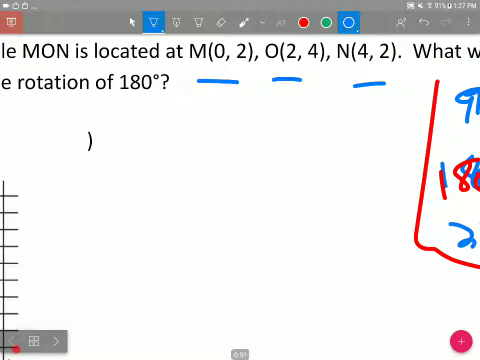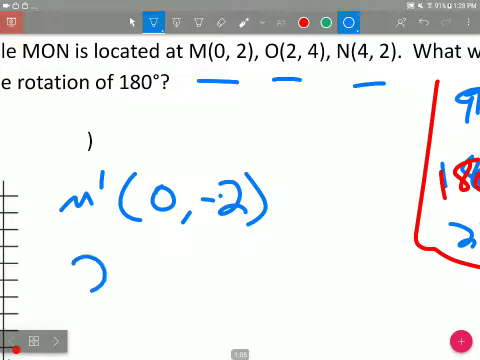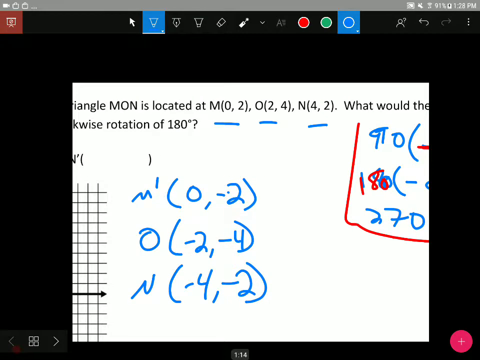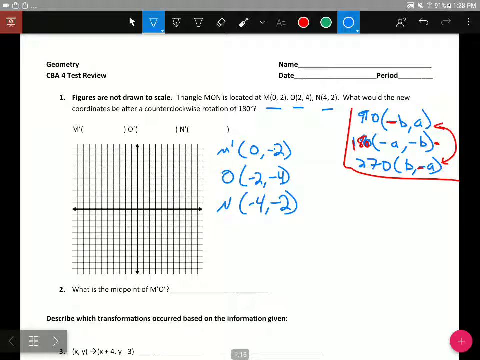So M is 0, 2, so M prime would be, it's 180 degrees, just flip them both. So you can't make 0 negative, but I can make 2 negative. O, I can make the -2 negative, -4, and N is -4 and -2. Those are your points. Okay, those are the new points. It doesn't say you have to draw it, but that's fine. But these are where your points are.